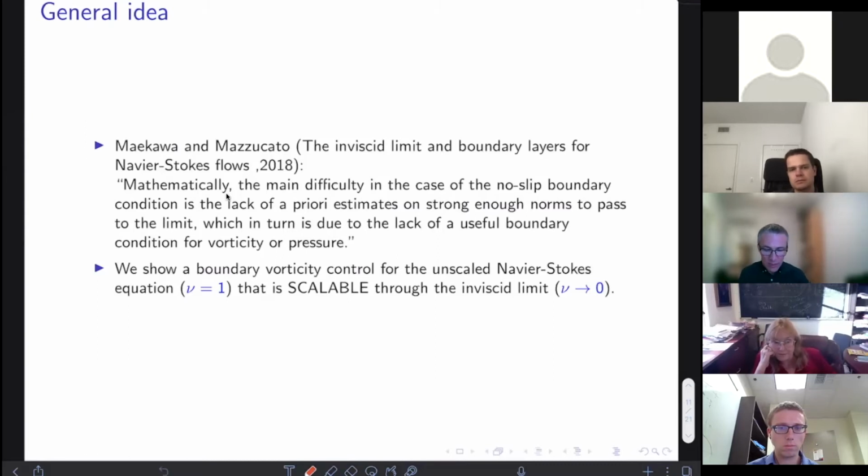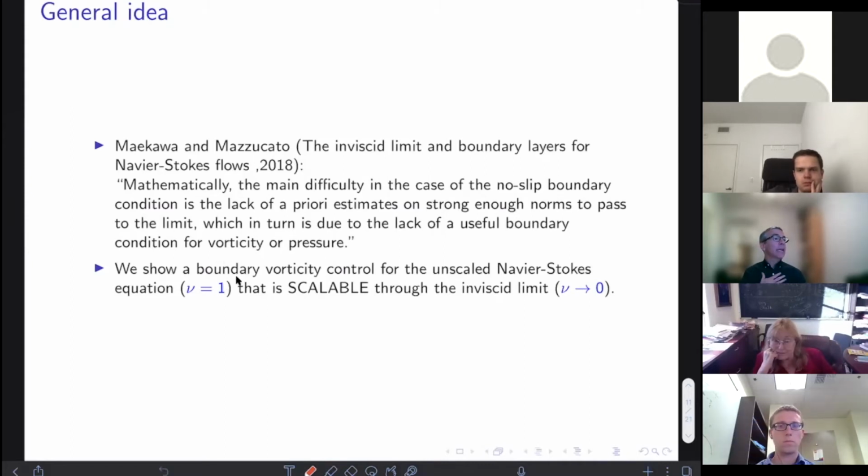Mathematically, the main difficulty in the case of the non-slip boundary condition is a lack of a priori estimates on strong enough norms to pass to the limit, which in turn is due to the lack of useful boundary conditions for vorticity or pressure. Right? So basically, this limit of no slip, which is exactly what we're considering, is hard because we don't have much information on pressure and vorticity at the boundary at the level of Navier-Stokes, even if you look at the limit. And that's basically what we were looking for, what we did.